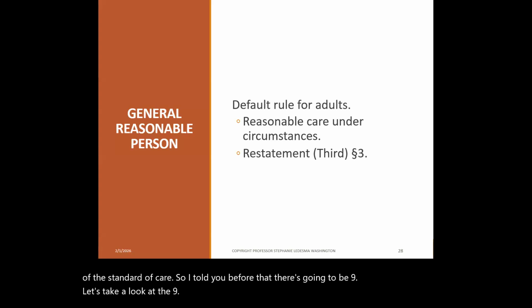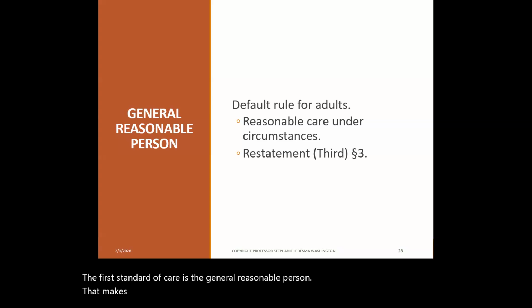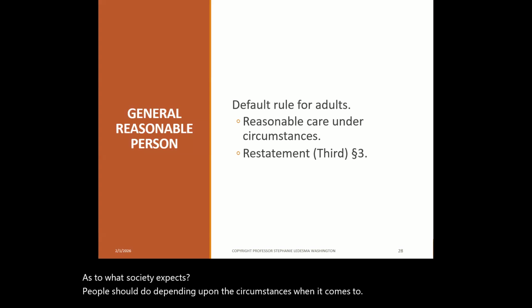The first standard of care is the general reasonable person. That makes sense because that's all we've really been talking about. This hypothetical, not perfect, but serving as a comparative model as to what society expects people should do, depending upon the circumstances, when it comes to risk.